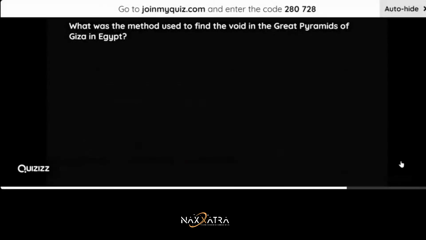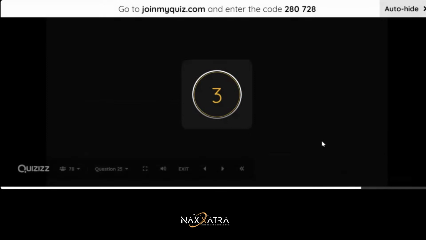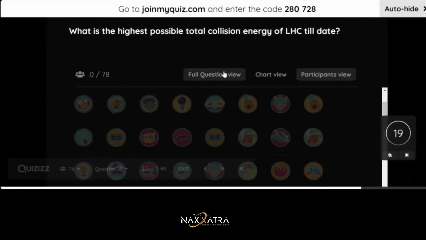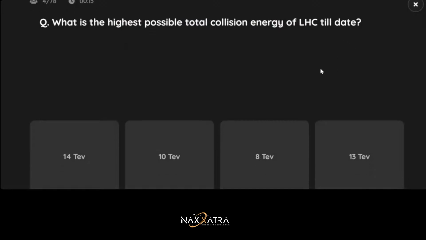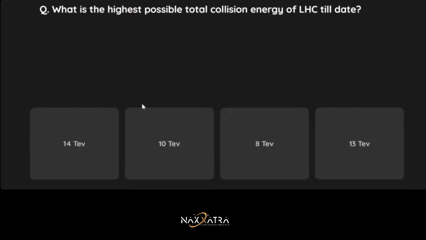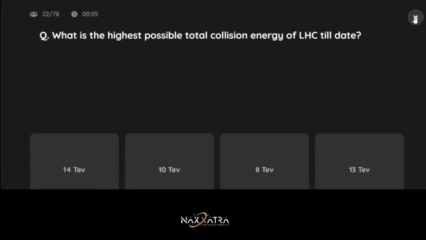So next question. What is the highest possible total collision energy of the LHC? Is it 14 TeV, 10 TeV, 8 TeV, or 13 TeV? TeV means tera electron volts.